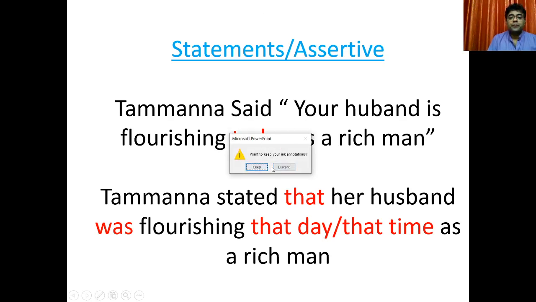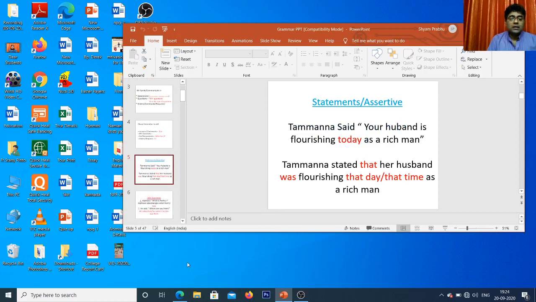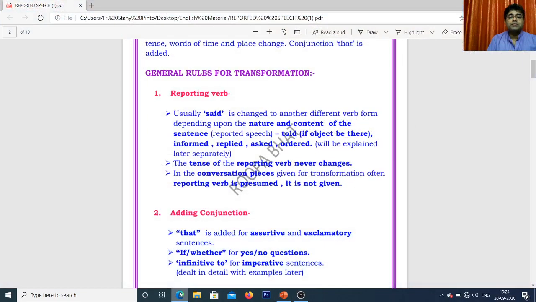Okay, so that will help us. And these notes have been prepared by one of the lecturers belonging to our English forum, Mrs. Rupa Bhatt, and she has put it very well. So I would once again take them through what those general rules for transformation are, transformation from direct speech to indirect speech or reported speech.